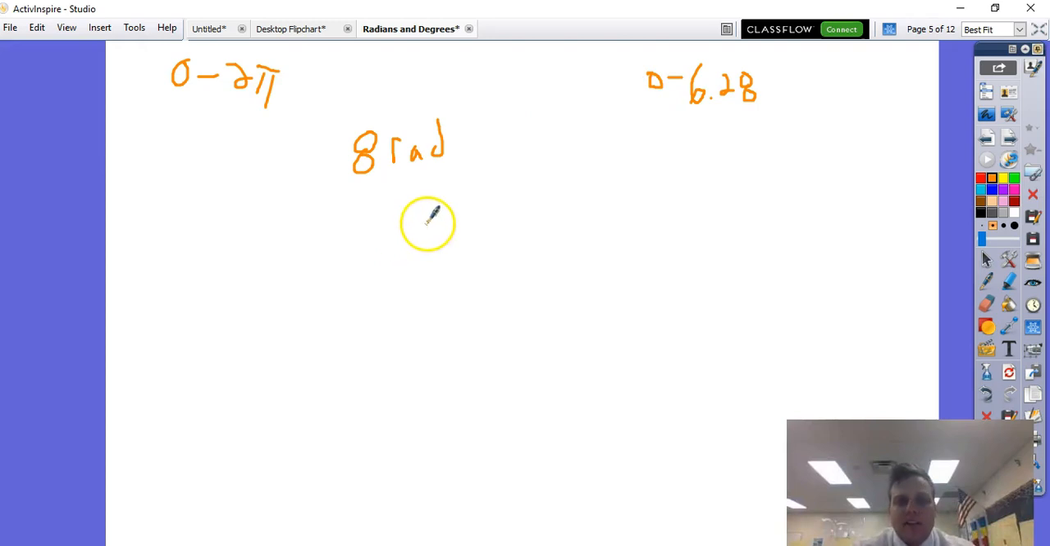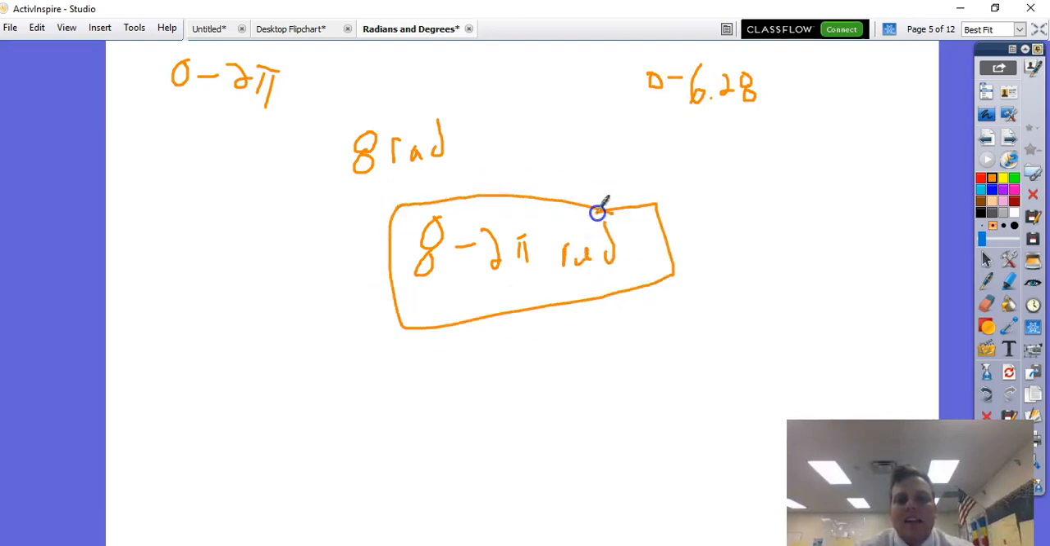Okay, how can I still find coterminal angles? By subtracting 2 pi. So if you say 8 radians minus 2 pi radians, well, that's going to be 8 minus 6.28. Is 8 minus 6.28 going to fall between 0 and 6.28? Yes, it is. But we like to write our radian answers in terms of pi. So we're going to leave it like this.